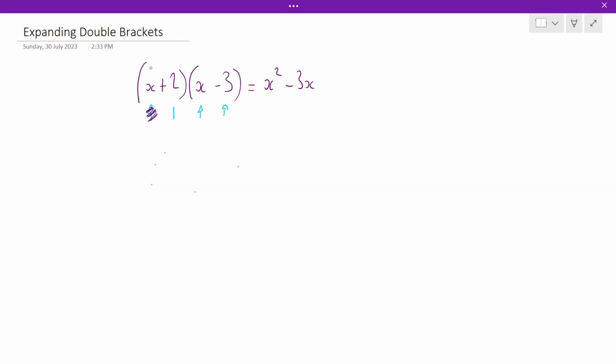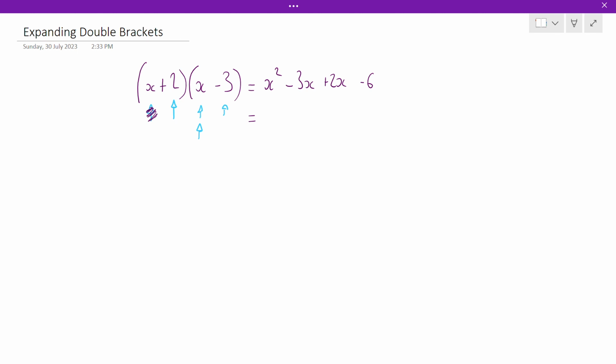Now we're going to be looking at this 2 inside the first bracket. So again, I want to multiply that 2 by everything inside the second bracket. So that 2 multiplied by this first x, I'll draw another arrow underneath it, is going to be 2 times x, which is plus 2x. And then that first 2 again multiplied by the negative 3, well, 2 times negative 3 is going to be negative 6. Okay, let me erase some of these dots down here.